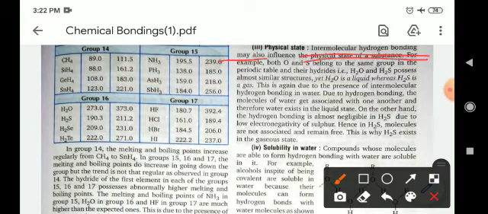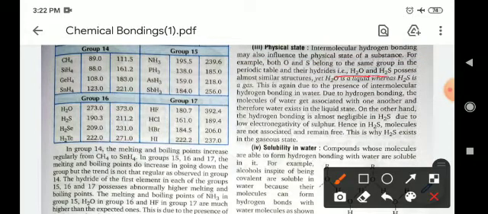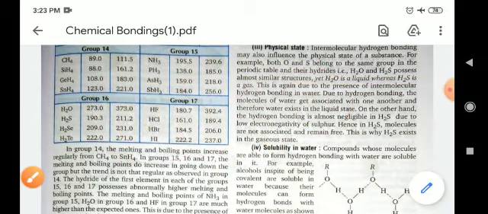For example, both oxygen and sulfur belong to the same group in the periodic table, and their hydrides, that is H2O and H2S, possess almost similar structure. Yet H2O is a liquid, whereas H2S is a gas. This is because in water hydrogen bonding is found, but in H2S no hydrogen bond is formed. So due to the presence of hydrogen bonding, water exists in liquid form, but H2S exists in gaseous form.